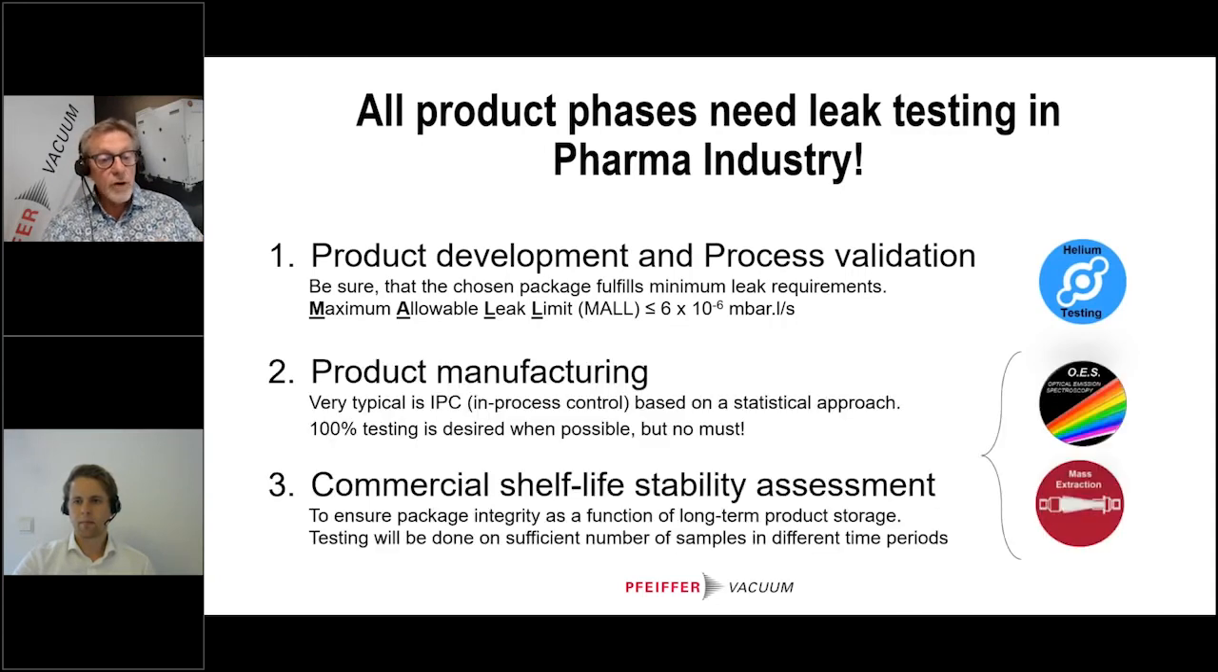And when you want to test in production or during commercial shelf life for stability assessment, OES and mass extraction can be used for the two other steps.